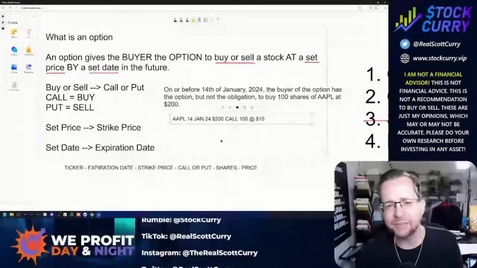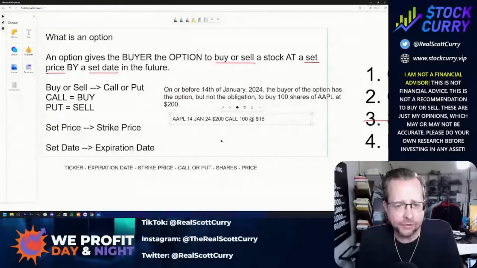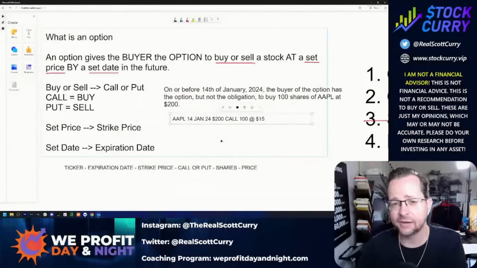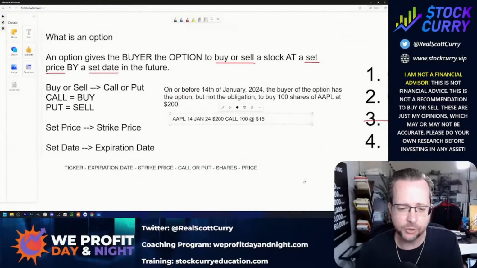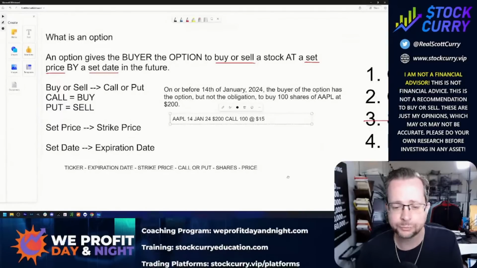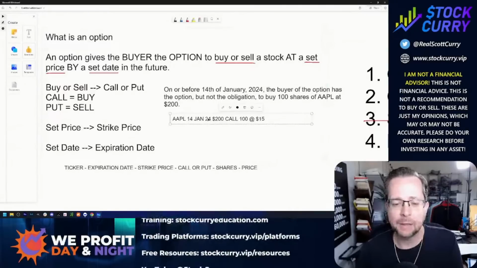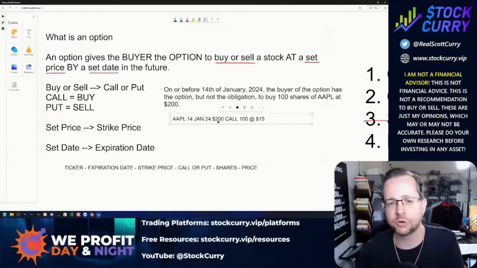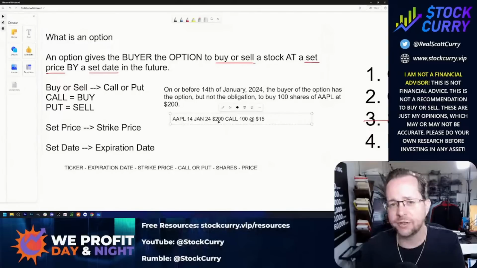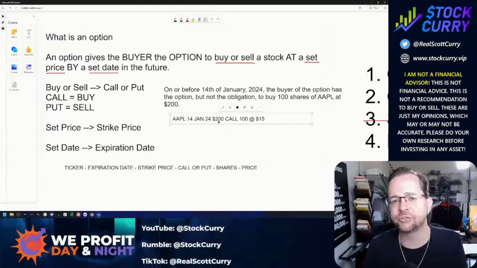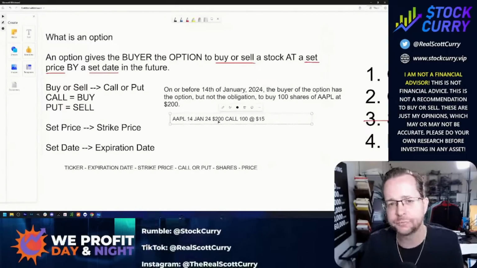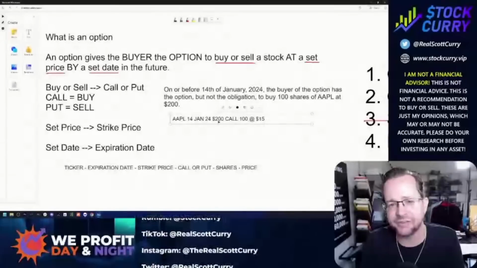Now, you might be asking yourself, well, what if I don't want the shares? That's fine. I'm still going to exercise the contract. And this is known as options arbitrage. The reason I'm going to exercise the contract is I'm going to go ahead and buy these shares for $200, and then I'm going to turn around and immediately sell those shares for $205, making $5 per share profit.